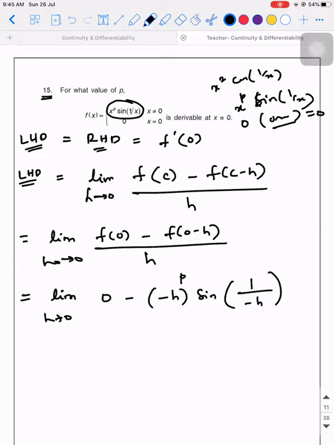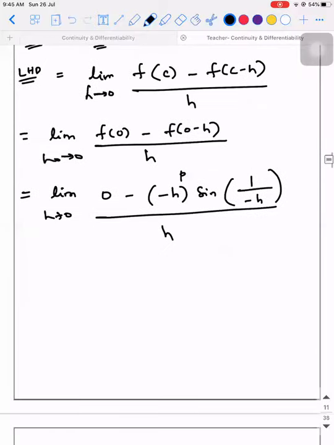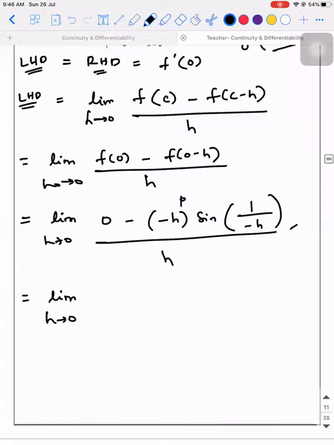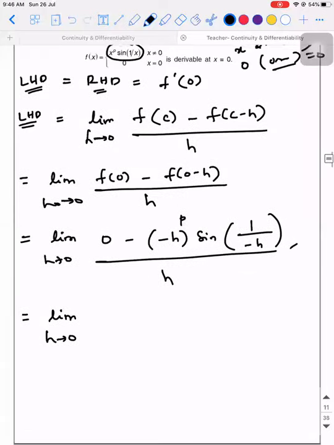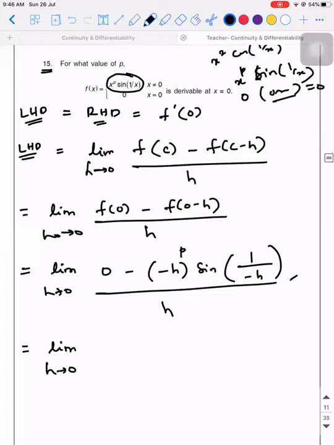The whole divided by h. So this will be limit h tends to 0. Can you repeat the previous step? Yes, sir. So 0 minus h means wherever x is there, I'm substituting minus h. 0 minus h is nothing but minus h. So in the place of x, I substituted minus h. So minus h raised to the power p, sine of 1 by x. In the place of x again I substituted minus h. Is that clear?